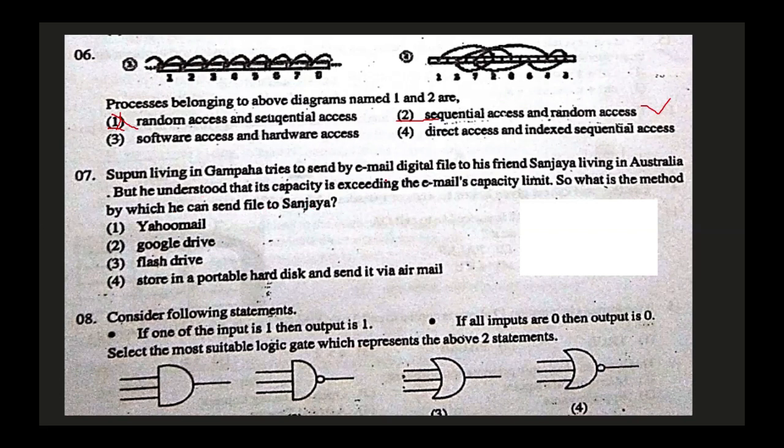Actually, we know that in email we can send some images and document files, but there is a limit, so we cannot exceed that limit. At that time we have to use another method because we cannot send those in one email. And Yahoo Mail is also a type of email.